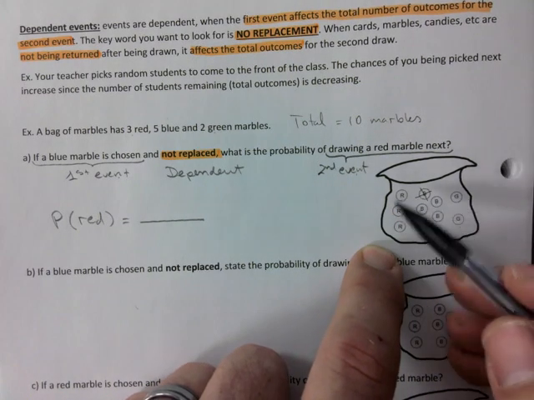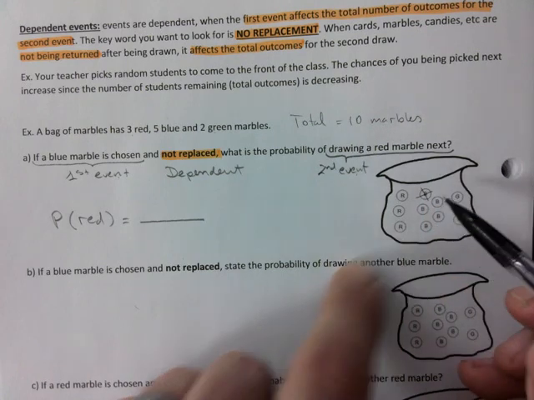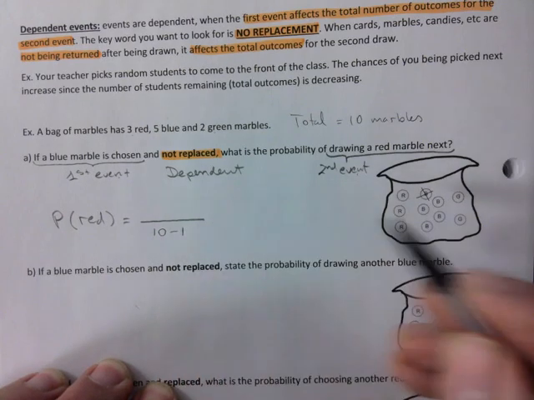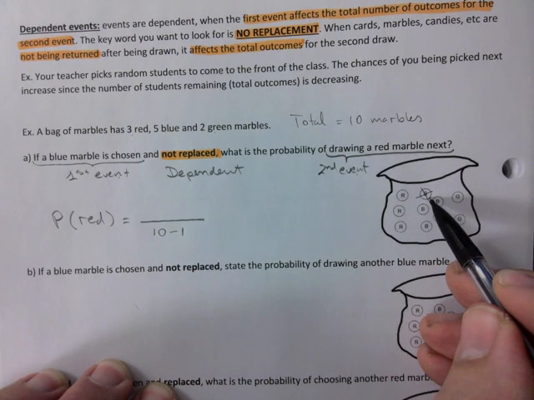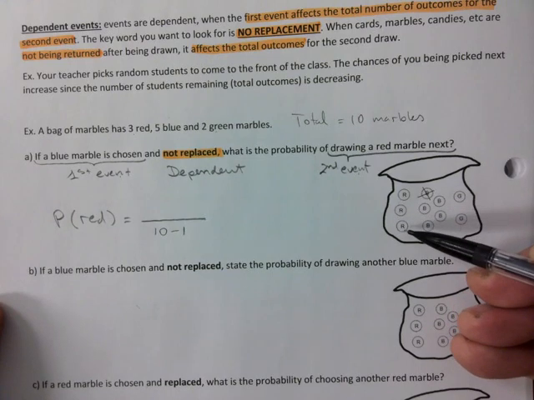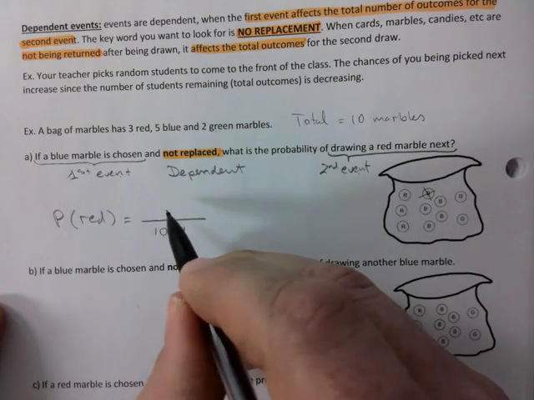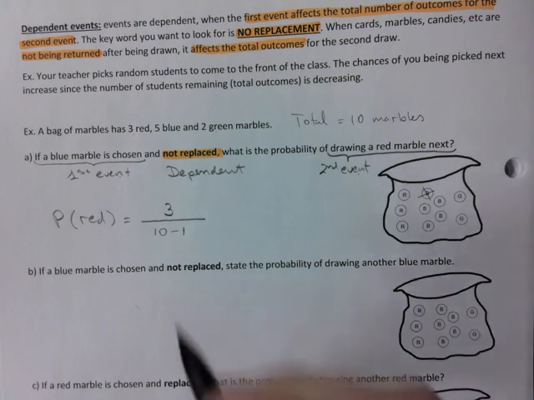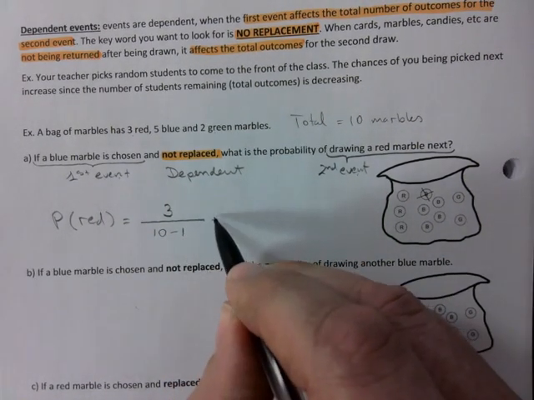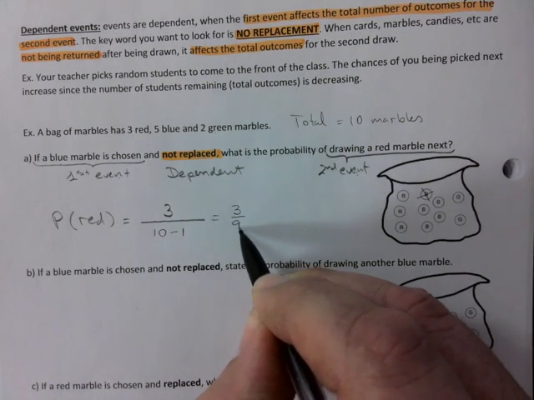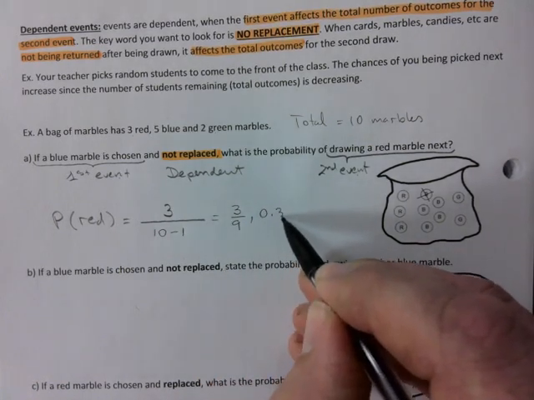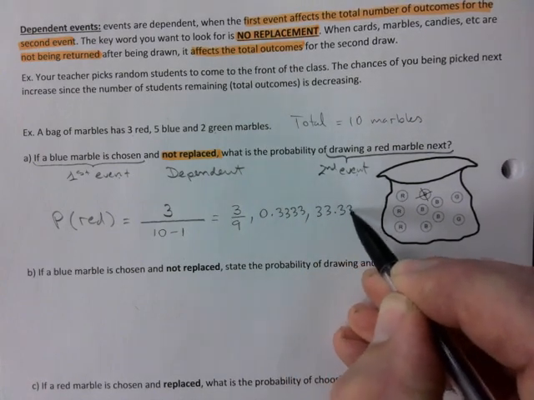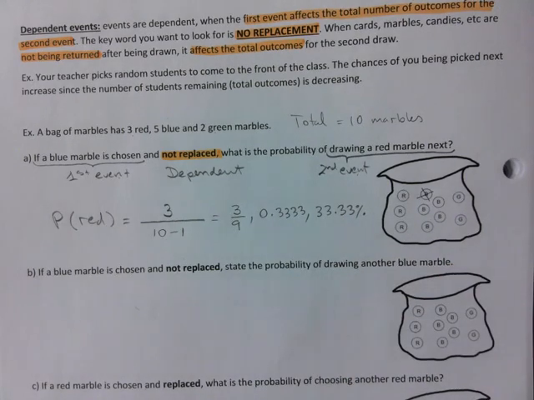That means that instead of 10 original marbles, you're down to 9, right? So we're going to go 10 minus 1. It's the one we're removing. And how many reds are left? There are still 3 there. So the number of reds has not been affected by the first event, but the total has been. So this is 3 over 9, which is 0.3333, which is 33.33%.